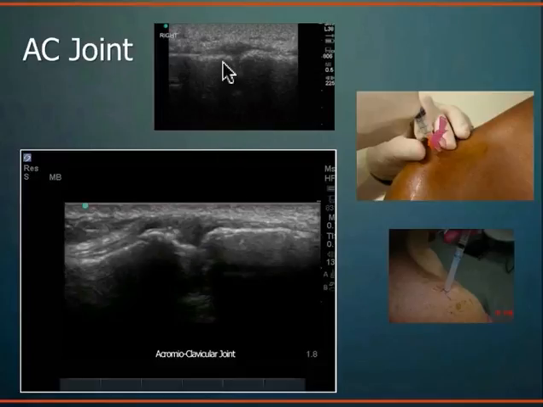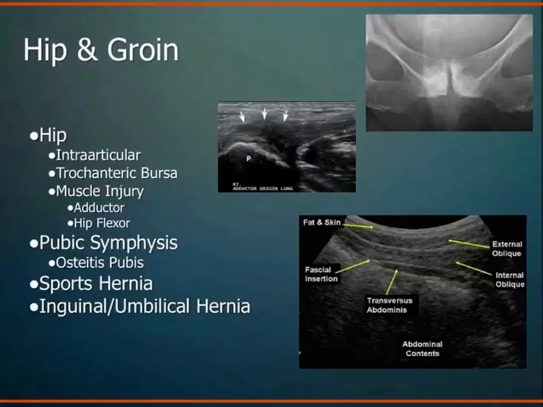But you put that ultrasound probe right on top of the shoulder. You see exactly where that joint is, and then boom, you can head right at it. And it's quite an easy injection to do with ultrasound guidance as opposed to without.